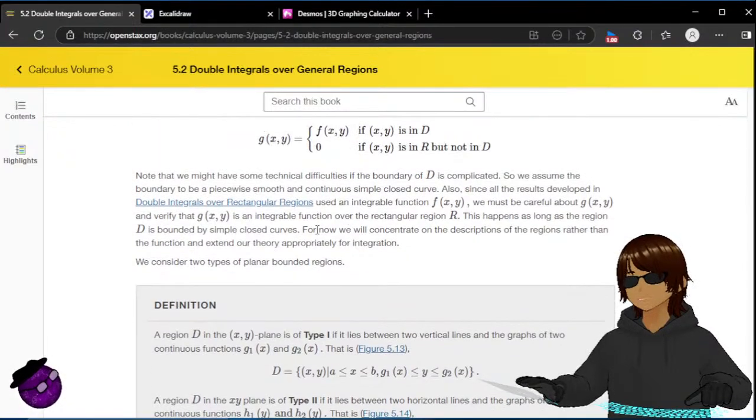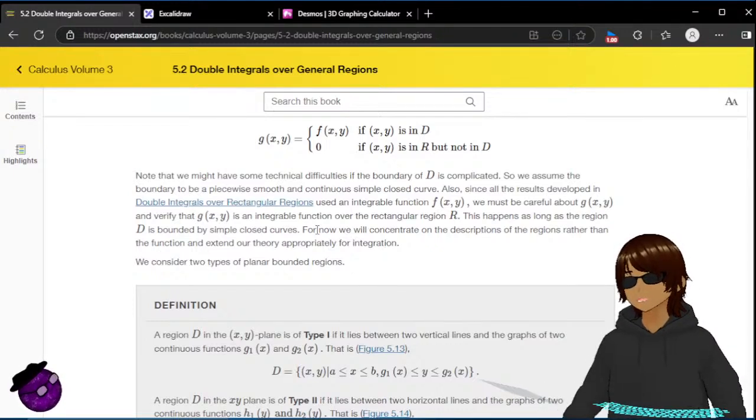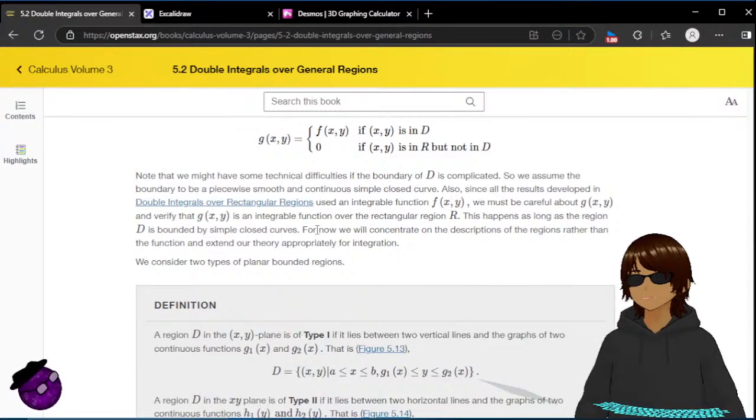Now we might have some technical difficulties if the boundary of D is complicated. So we assume the boundary is a piecewise smooth, continuous, simple closed curve. Also, since all the results developed for double integrals over the rectangular region used an integrable function, we must be careful about g and verify that g is an integrable function over the rectangular region R.